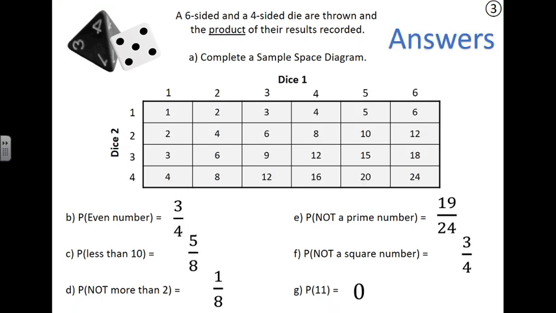So here are the answers coming from multiplying the numbers. So for example, this 8 here comes from doing 2 times 4. Again, I've put the simplified probabilities. If you want the non-simplified ones, you should have 18 out of 24, 15 out of 24, 3 out of 24, 19 out of 24, 18 out of 24, and 0.